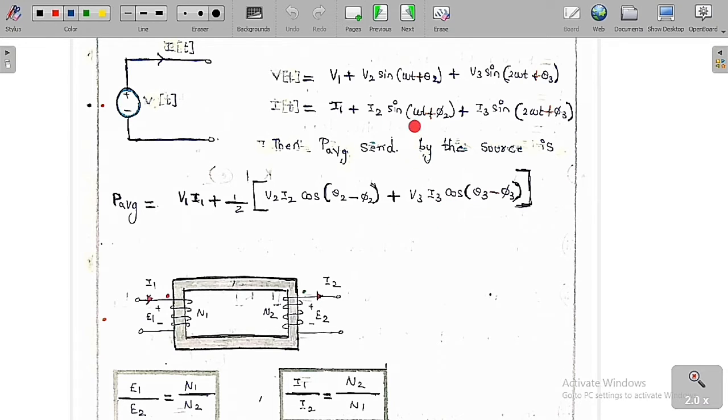For the DC values, just take their product. For the AC values, take the same frequency component: the RMS value of the voltage, the RMS value of the current, into the cos of the phase angle between those two signals. Like that you have to do this to get the average power which is sent by this source.